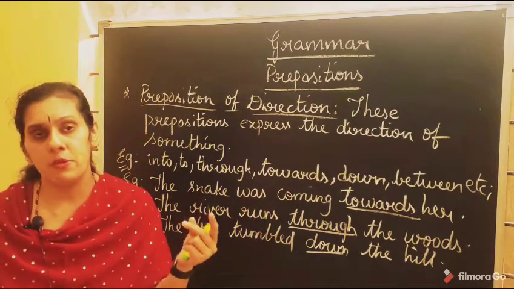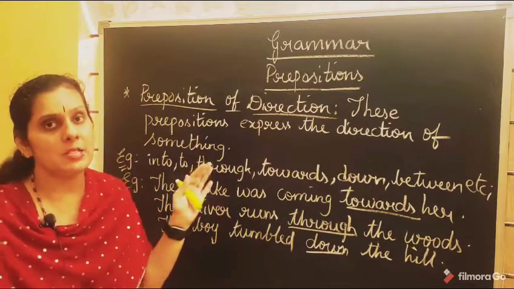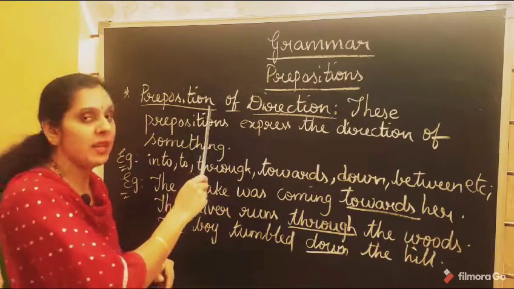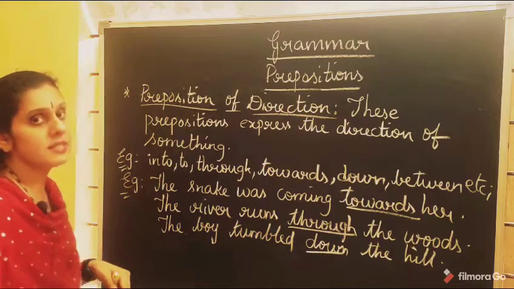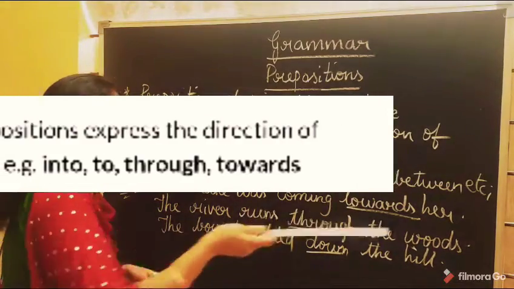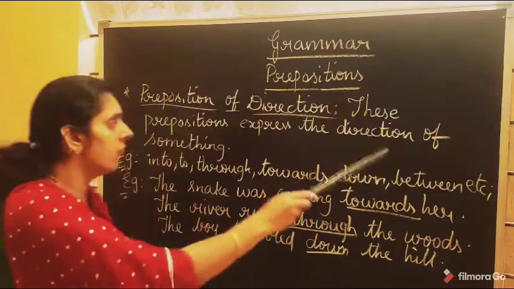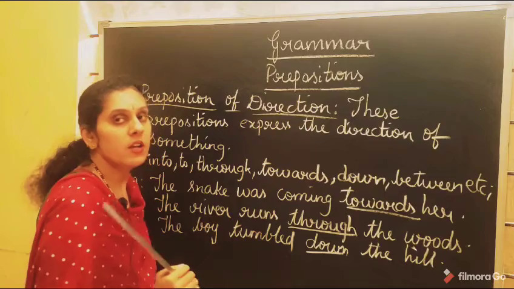I have explained what preposition of place and direction are in the starting. I have already explained preposition of place in the second type of preposition. Now I am explaining this separately, that is, what is a preposition of direction. These prepositions express the direction of something.